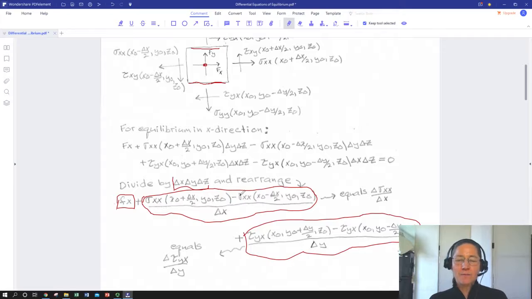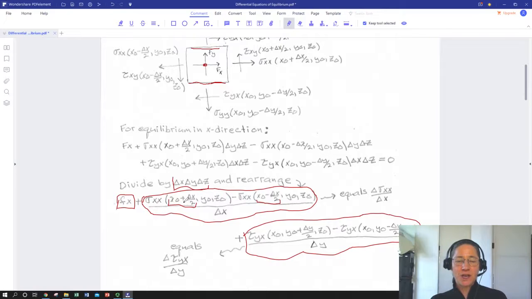These are the normal forces in the x direction, and we notice that we have our reference x point plus delta x over 2, and then our reference x point minus delta x over 2. This is another way of saying the change in the normal force in the x direction on the x face with a change in x.